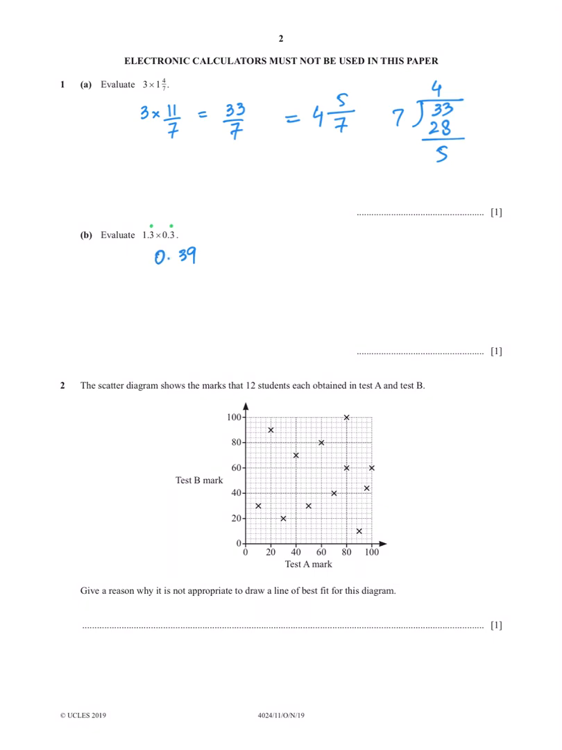Question number 2. The scatter diagram shows the marks that 12 students each obtained in test A and B. Give a reason why it is not appropriate to draw a line of best fit for this diagram. If you draw any line here or anywhere, it will not be justified, or you can say that the number of points are not justified with this line. So we can say that there is no correlation between these two tests.